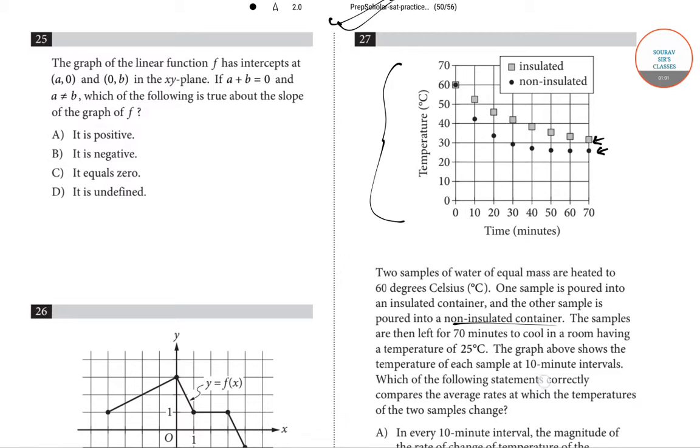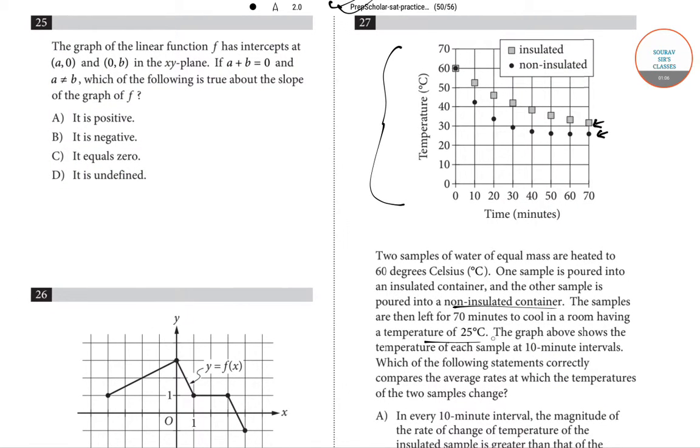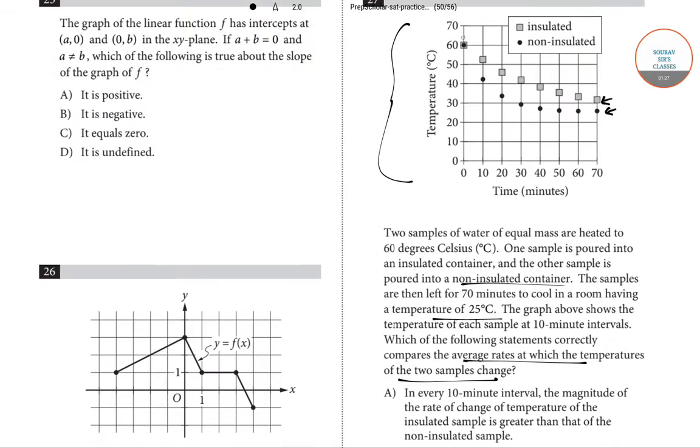The samples are then left for 70 minutes to cool in a room having a temperature of 25 degrees Celsius. The graph above shows the temperature of each sample at 10 minutes interval. Which of the following statements correctly compare the average rates at which the temperatures of the two samples change? So first, starting with the temperature that is equal to 60 degrees.